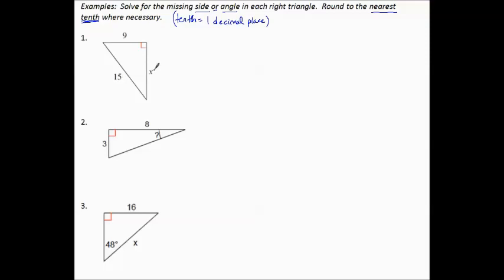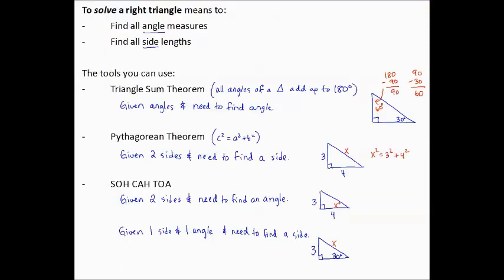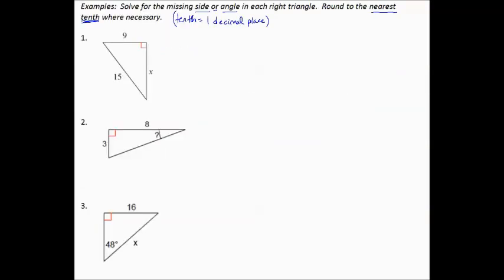Can you think about which skill that requires? Given two sides and need to find a side. If it's all about the sides, it's Pythagorean theorem. So for this one, we're using c squared equals a squared plus b squared. How do we know which is the c? Here's our right angle. Use it as an arrow, look across. There's our c. 15 squared equals x squared plus 9 squared.